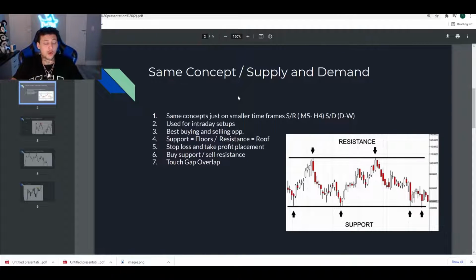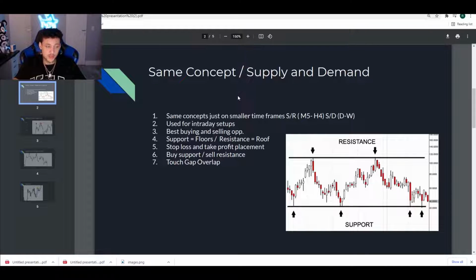So they're predominantly used for intraday setups. And again, they're great for the best buying and selling opportunities you could potentially get within the markets. They're the ones that make the most sense. They have way more pros than breakout setups. And again, that's because you have a great stop loss and take profit placement. It's super easy and shouldn't be too difficult to set your stop losses and take profits. So again, the overall concept is the same. You want to end up buying at support and selling at resistance.